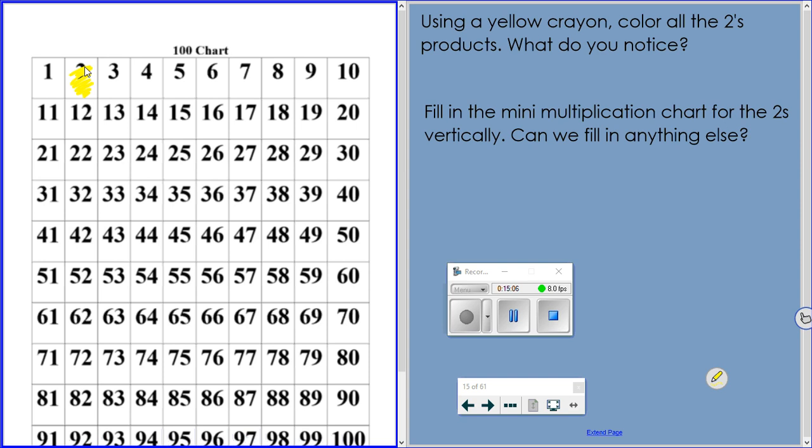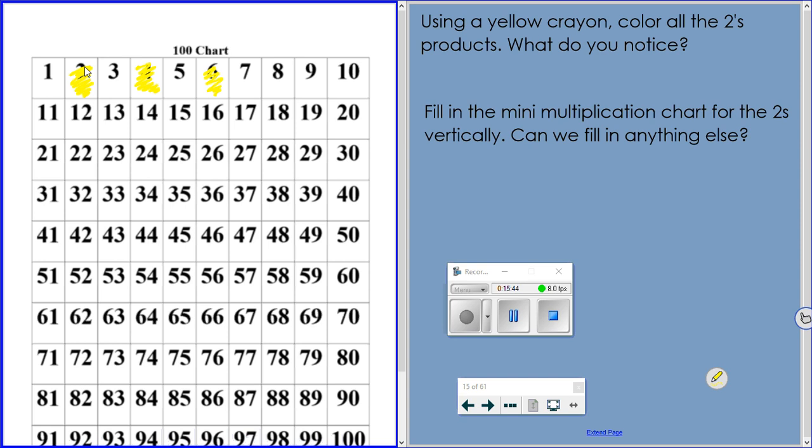What about 2 times 2? What is the product of 2 times 2, Gio? 4. Go ahead and color that in. What about 2 times 3? What is 2 times 3? These are your doubles. 3 times 2. Kylie? 6. Color in 6. Keep going. Doubles, yep.